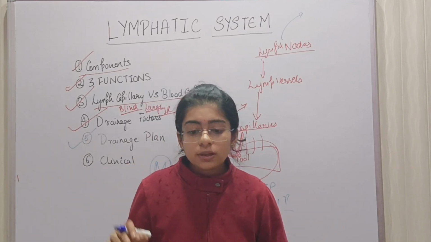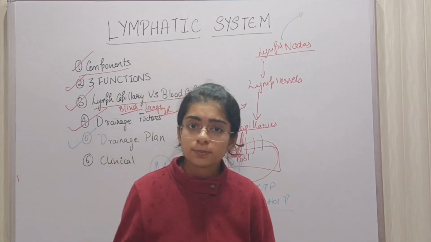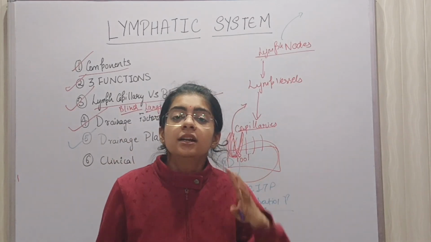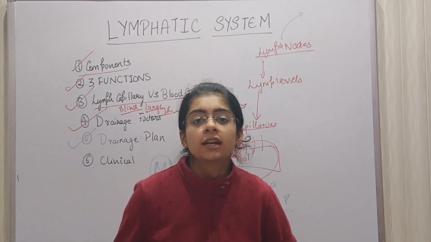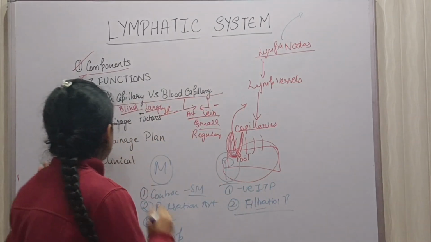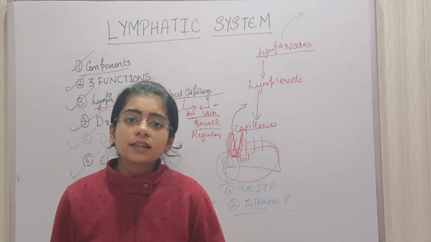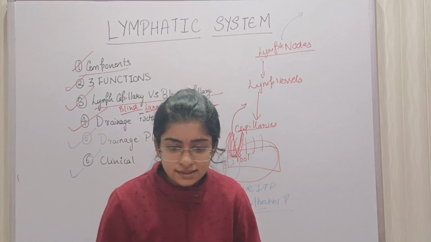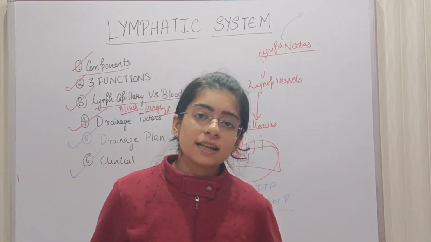The right one will drain into the angle of the right internal jugular and the right subclavian vein, and the left one into the left internal jugular and the left subclavian vein. So this was about the drainage plan. Last comes the clinical, right? In clinical we are having lymphangitis, then lymphadenitis, and third is elephantiasis.